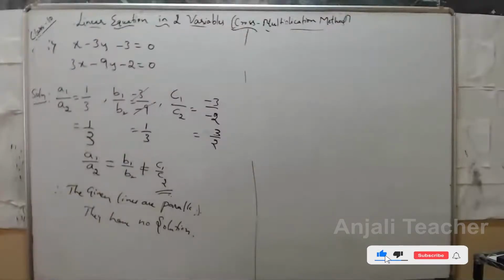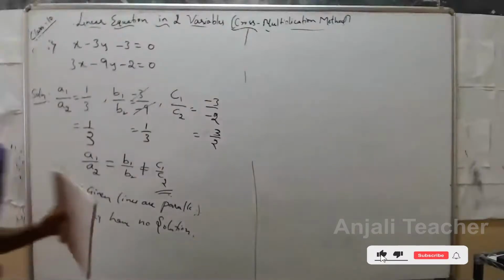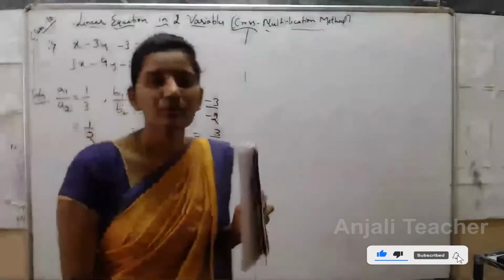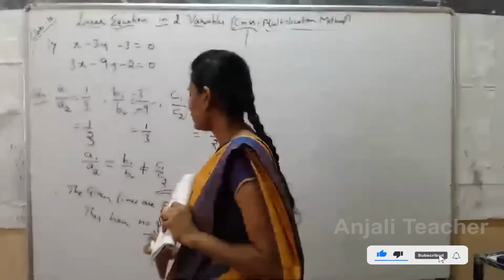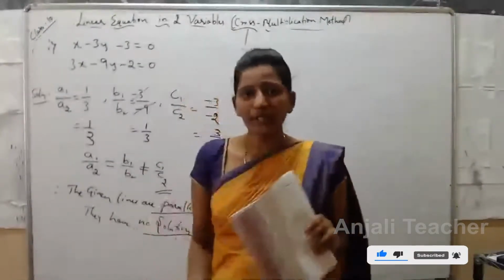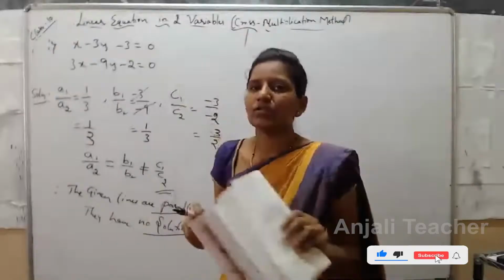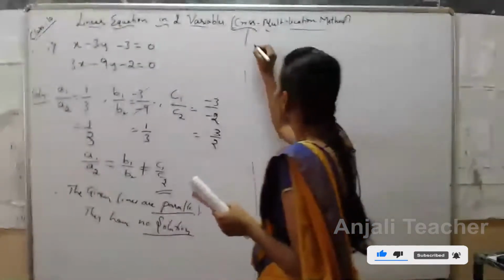Got this? Now, second question. If they intersect only, you should find the solution by using the cross multiplication method. Here they are not intersecting, so there is no solution. If they intersect, then they will have only one solution, and you have to find that solution. Take the second question.